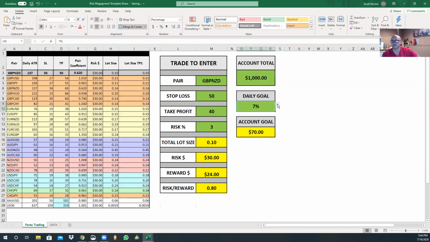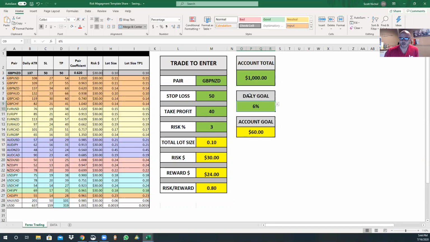Obviously, that goes up if you have a higher account. Obviously, it goes down if you got a lower account. But it doesn't matter because it's always based on percentage. So even if we want to just reach 3%, 6%, it doesn't matter. Again, don't touch this. Only touch things that are green. So that's going to be your first setup for the day.